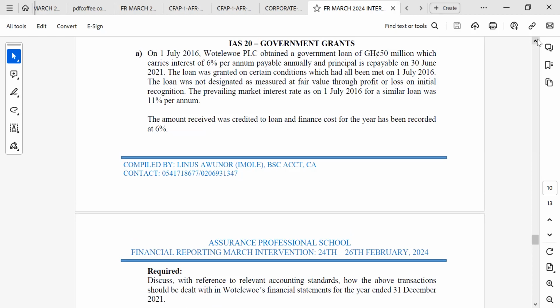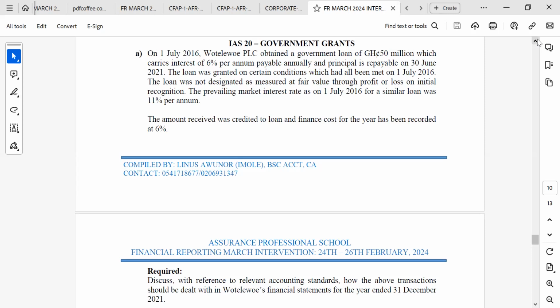Okay, so the company will just assume that if I'm going to the open market to take this loan, what should have been the amount given to me? So there is a loan component in that particular 50 million, and there's also a government grant component. So we want to separate the two. How do we separate the two? We try to find the fair value of the loan itself.